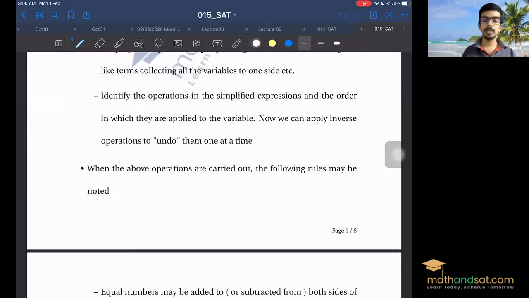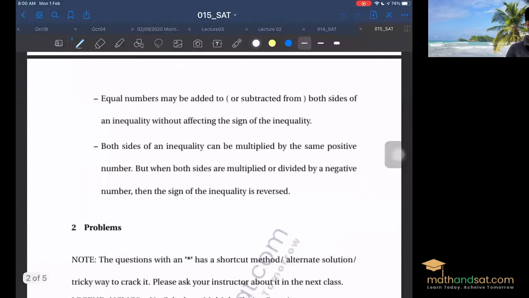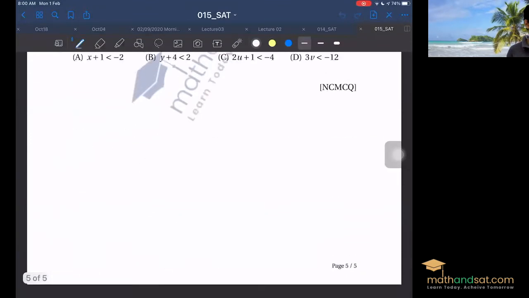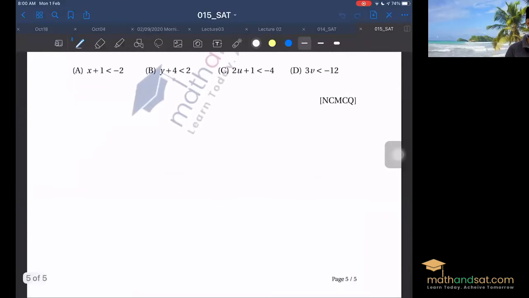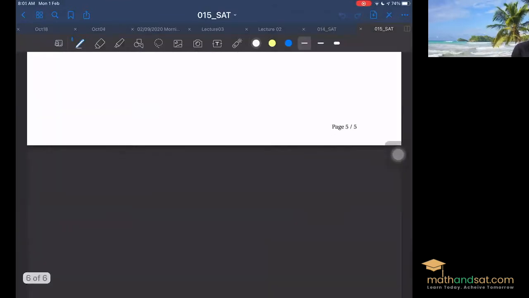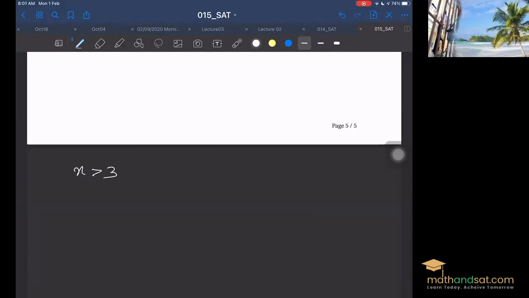Welcome back to this class. We just started off with solving linear inequalities in one variable. We have seen the simplest cases so far. We have seen very simple cases like, say, if somebody tells you x greater than 3. That is a very simple linear inequality.